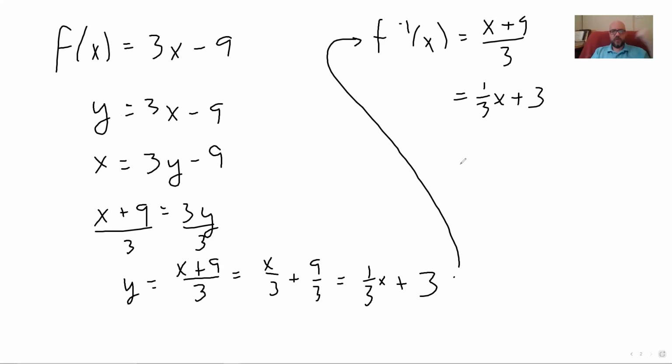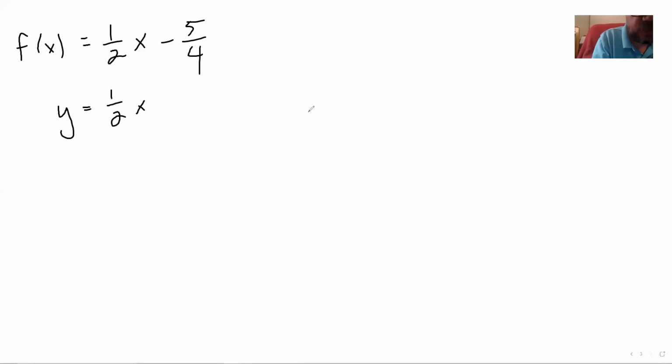We're going to do that every time. So let's do something with some fractions. Let's do y equals 1/2 x minus 5 over 4. That looks pretty bad. I suppose I should have written this as f of x, since we're using function notation here. So f of x is 1/2 x minus 5/4. So that's y is 1/2 x minus 5/4. Switch x and y: x equals 1/2 y minus 5/4.